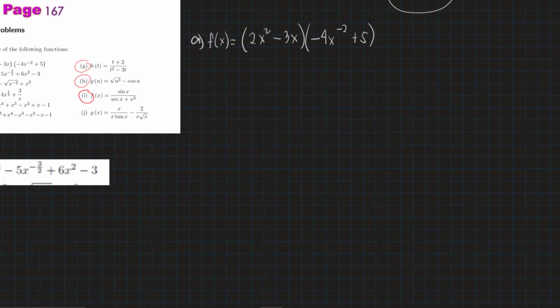Okay? So this is our u. This is our v. And then, ang formula natin, d dx ng uv is equal to u dv dx plus v du dx.